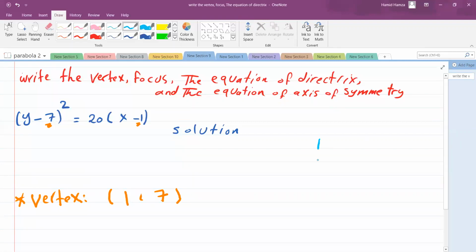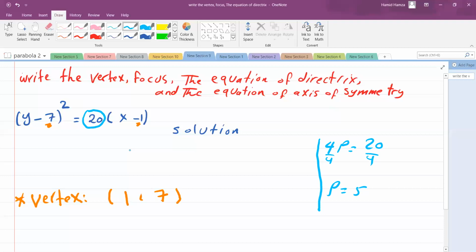Then here we will find the value of b. So 4b equals, where is 4b? This number. This is 4b, equals 20. Solve this equation to find the value of b. So divided by 4, b equals 5.